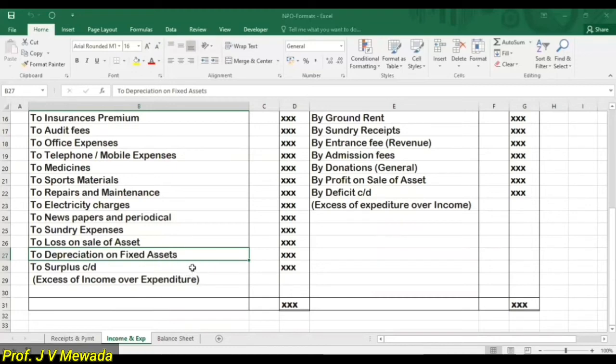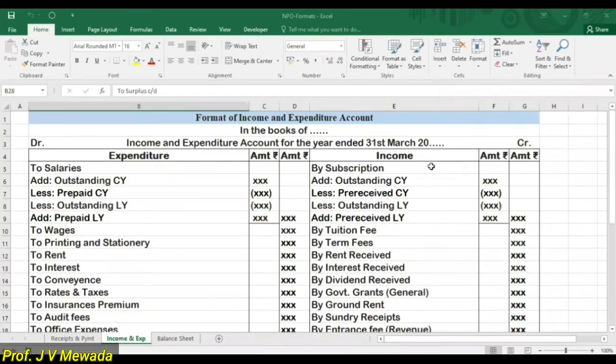And the last is the difference. If the income side is heavy than the expense side, then the difference that we are going to get is surplus. So it is known as excess of income over expenditure. So this is the debit side. Now on the credit side, our main source of income is subscription. So we are recording the subscription, and in addition to that, any addition or subtraction that we have to do, that we are doing as per the requirement. This I have already explained in the formula in the income and expenditure account.